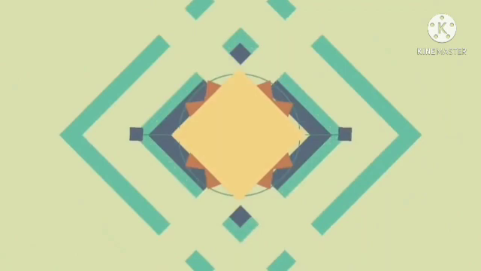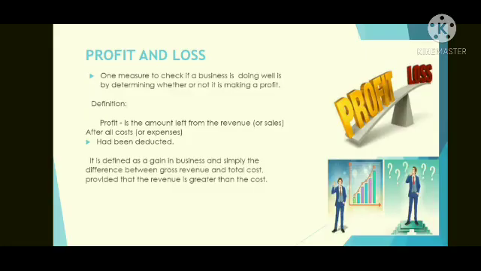Okay, so now let us proceed to profit and loss. One measure to check if a business is doing well is by determining whether or not it is making a profit. So profit is one way to check if your business is doing fine. If your business is not producing any amount of profit, your business is not in a good condition.